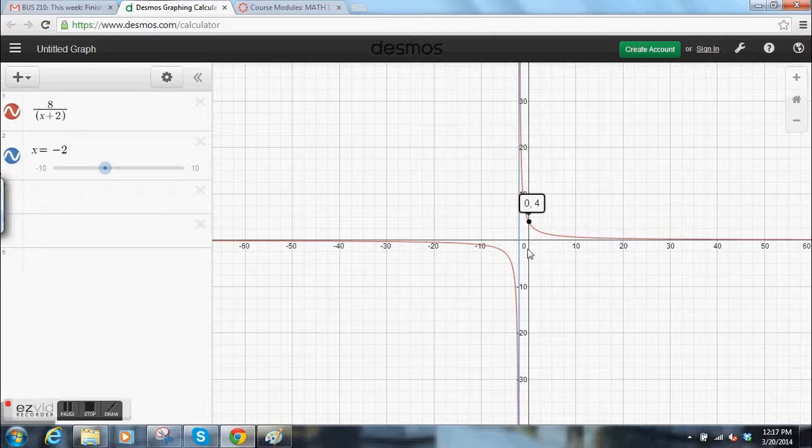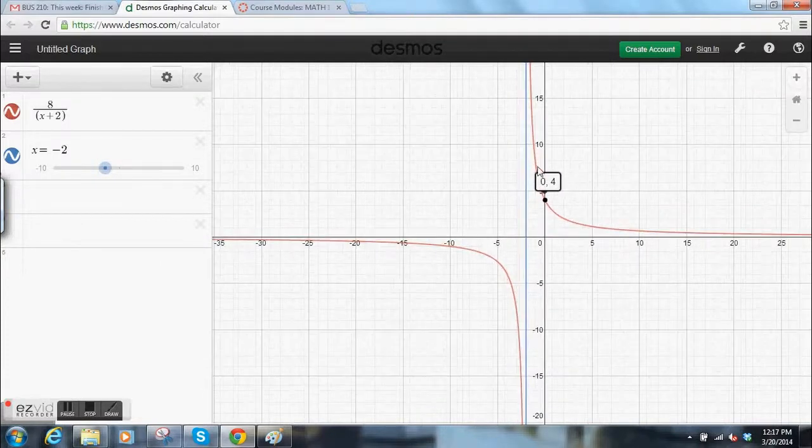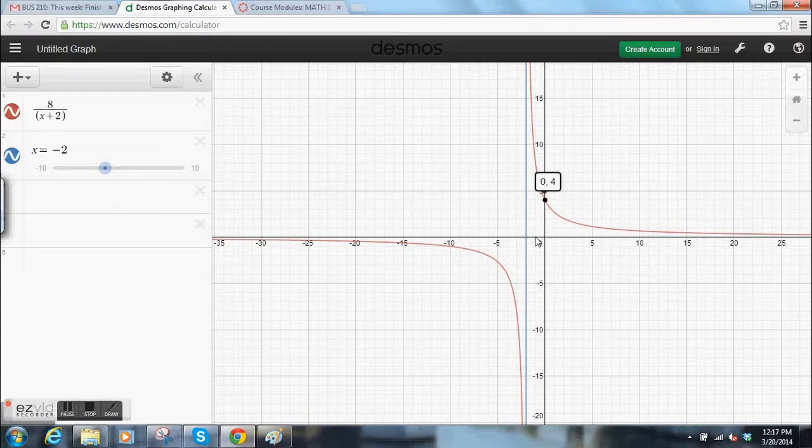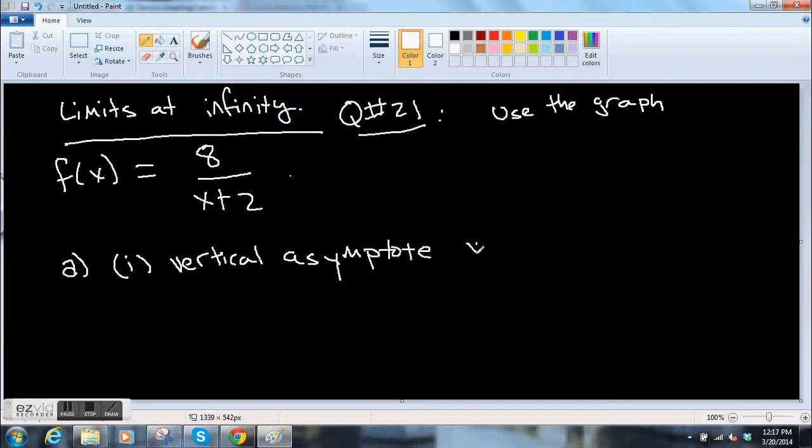So yes, I graphed it for you. At x equals negative 2, you can see that the graph, as we zoom in, approaches negative 2. There's negative 1, negative 2. See? It approaches that value, but it never gets there. So that is a vertical asymptote, yes, at x equals negative 2.